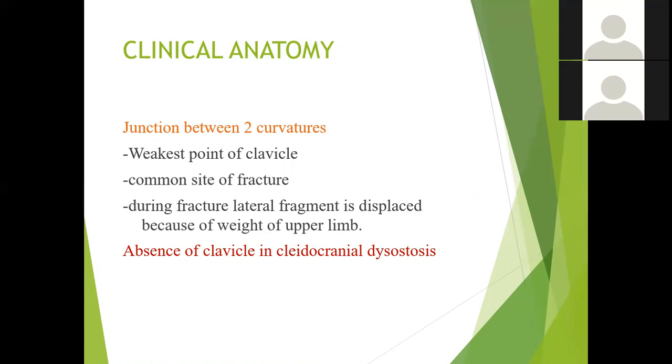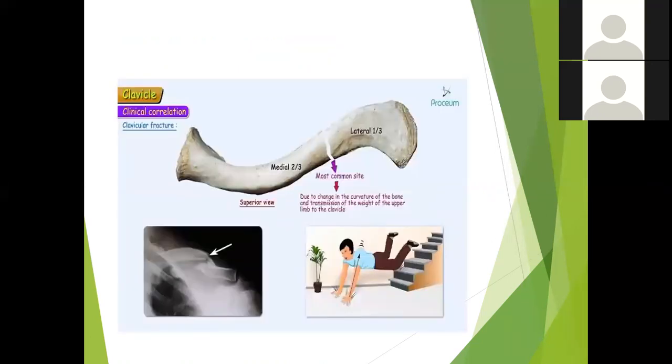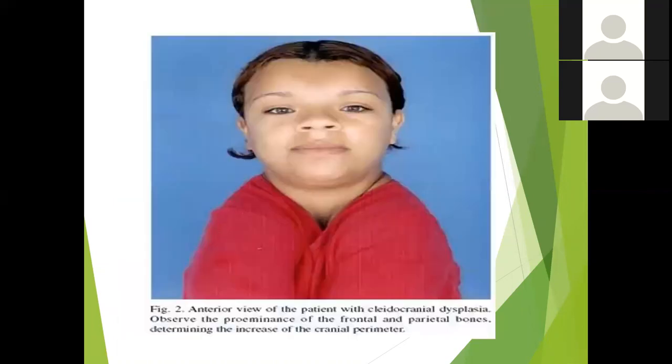Next one is cleidocranial dysostosis. What is cleidocranial dysostosis? It is a congenital anomaly. In some conditions, the baby will be born with this condition, in which we can see absence of the clavicle. The baby will be born without a clavicle. This condition is called cleidocranial dysostosis and comes under congenital anomaly. You can see it in this picture. This is the common site of fracture of the clavicle, and this is the cleidocranial dysostosis condition.